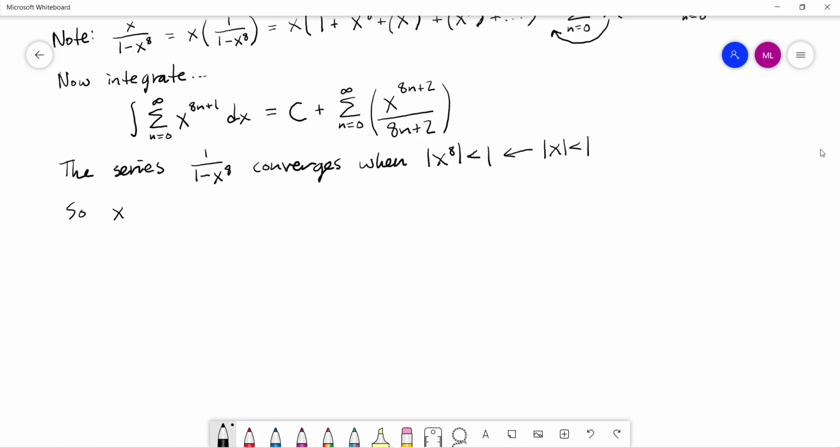So x times the sum from n equals 0 to infinity of 1 over 1 minus x to the 8th has a radius of convergence of 1, right? All we need is the absolute value of x to be less than 1. The fact that I pulled this x out in front has no bearing on the series itself. So the x has no effect.